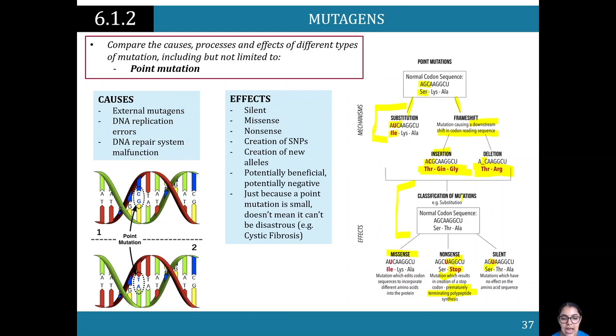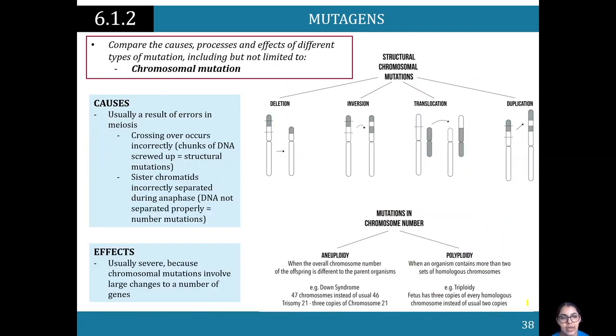So there are a couple of anticodon combinations that will lead to the same amino acid being formed, and so as a result, luckily, there is no effect on the amino acid sequence. Okay, now that was point mutation. That's when the mutation affects the nucleotide sequences.